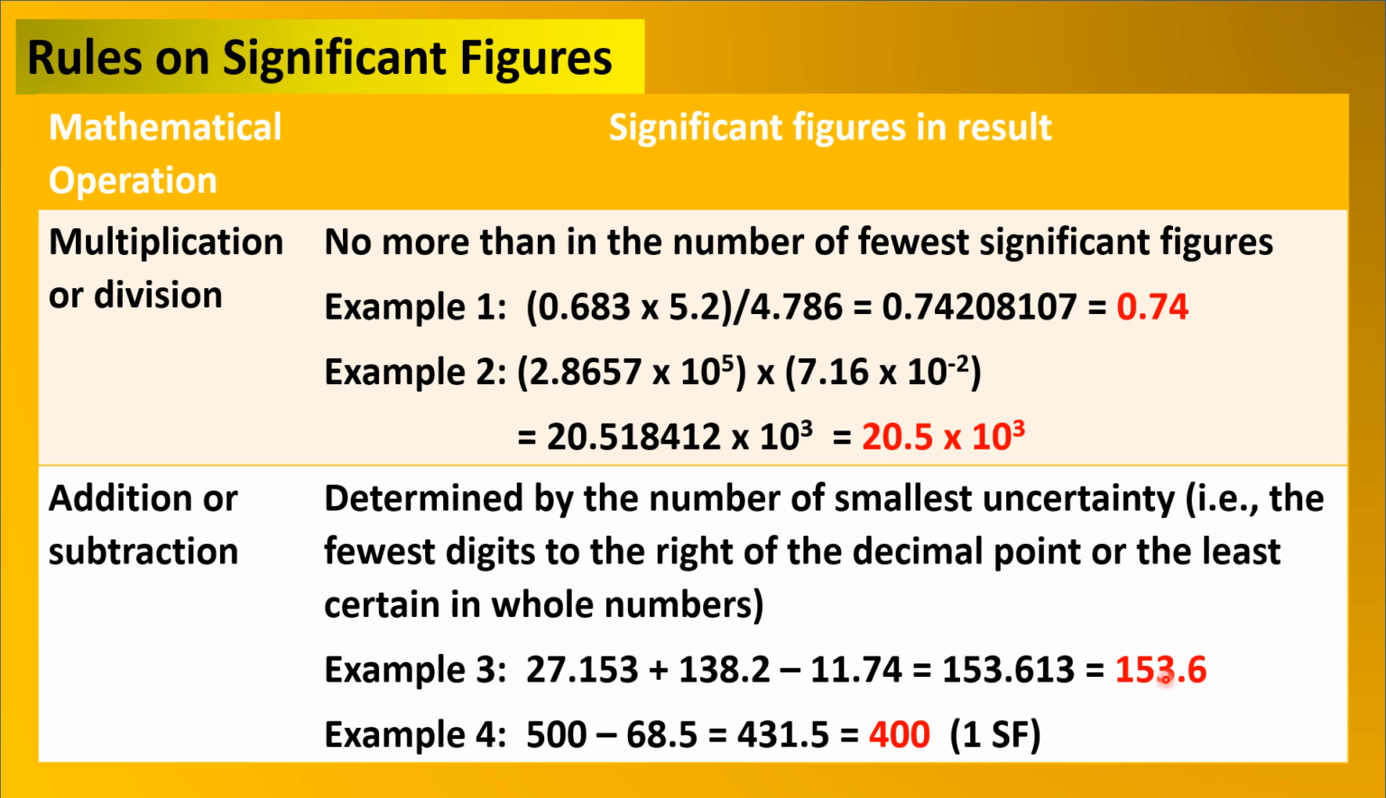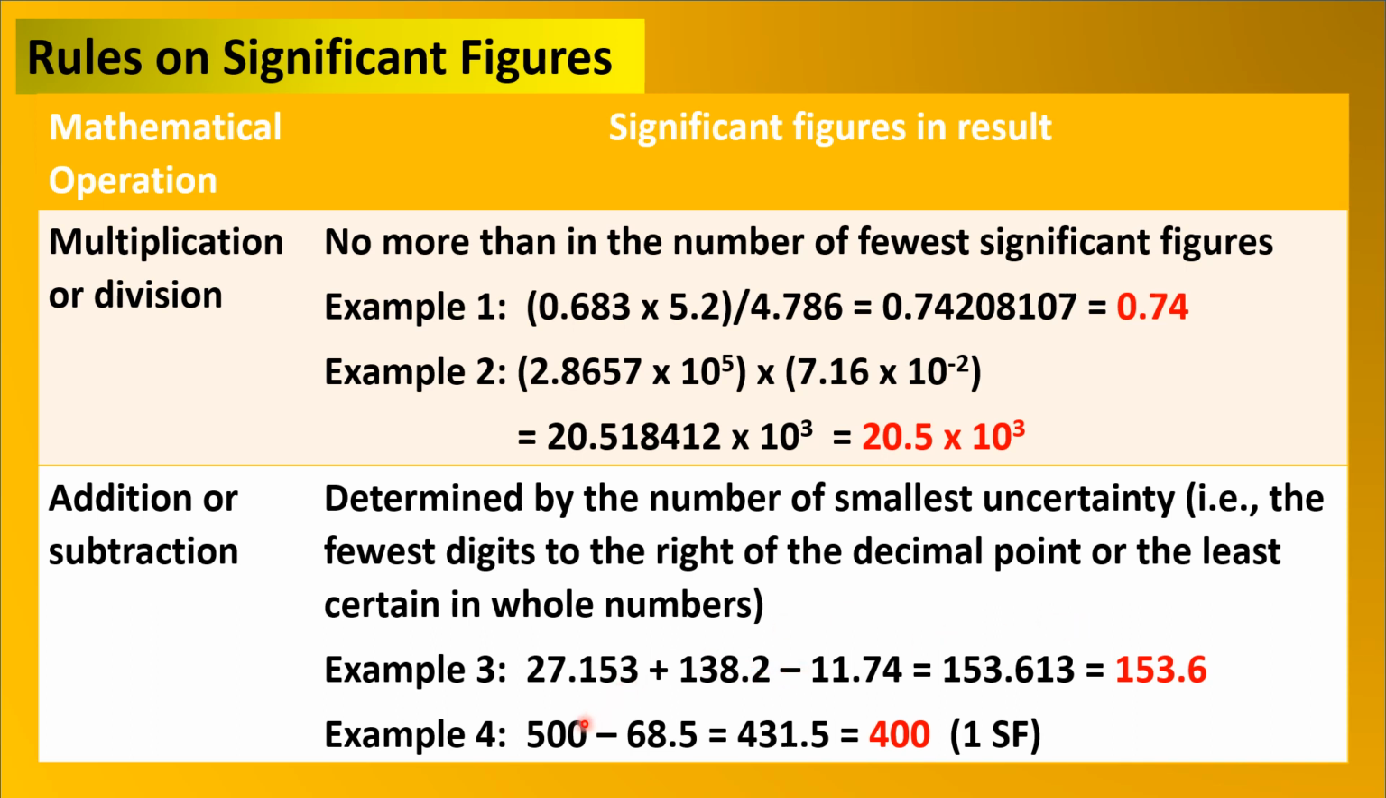Notice that our rule for addition or subtraction is not exactly the same as the rule for multiplication or division. In multiplying or dividing, we consider as the basis the quantity with the least number of significant figures. For addition or subtraction, especially when dealing with decimals, what we use as basis is the one with the least number of decimal places. Not the number of significant figures, but the number of decimal places. Whichever has the least number becomes our basis.